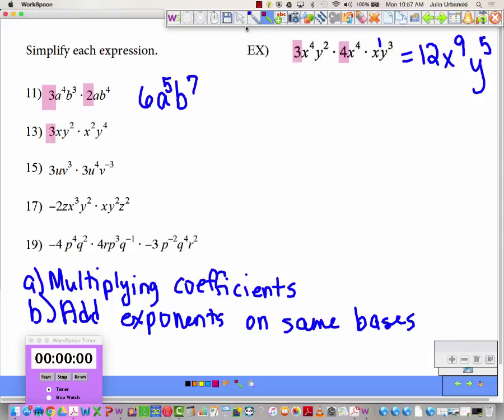Yes, this is some review of Math 1. But we're going to be adding some fraction exponents. We're going to be building into it, getting ready for Math 3. Alright, so 3, do that, and then do your x's and then do your y's. Do that on your own.